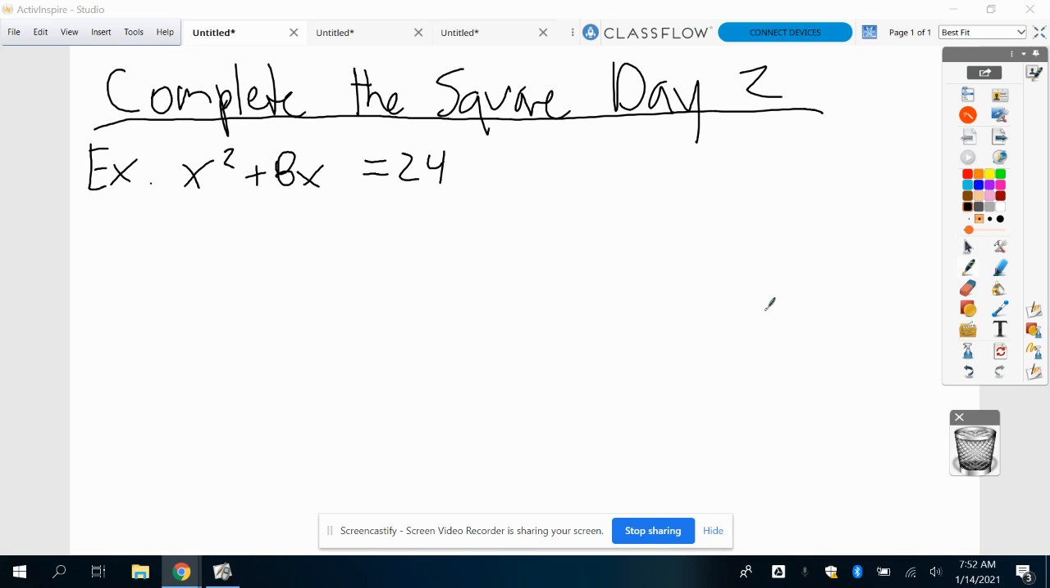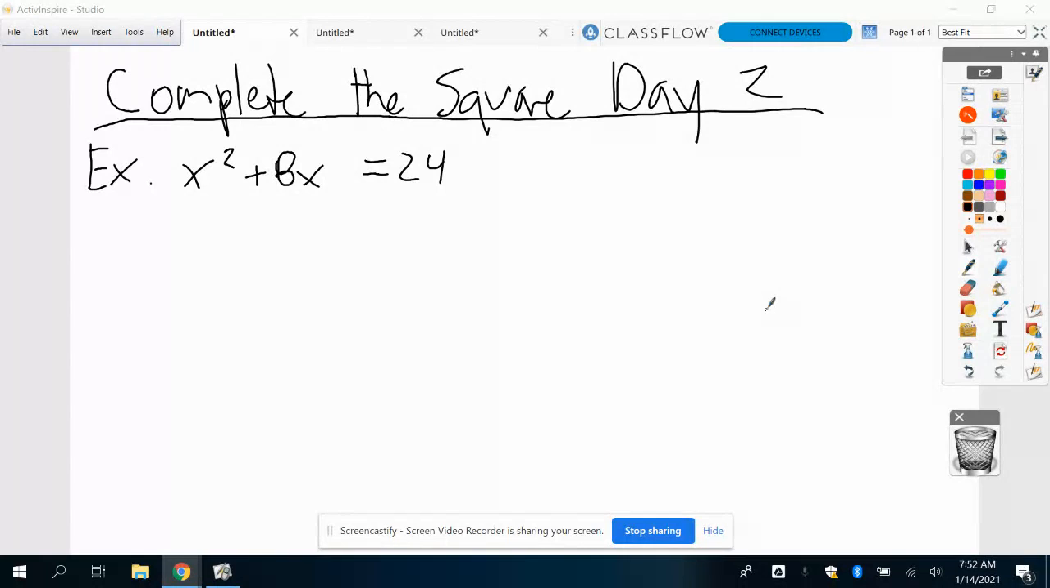All right, guys. So today's lesson is day 2 of completing the square. Yesterday was day 1, where we only saw specifically rational answers. Today we're going to look at what happens when we have irrationals. So basically, where we're going to end with just radicals.